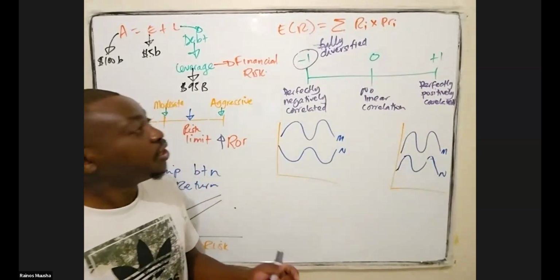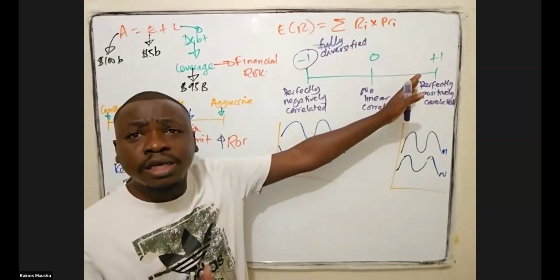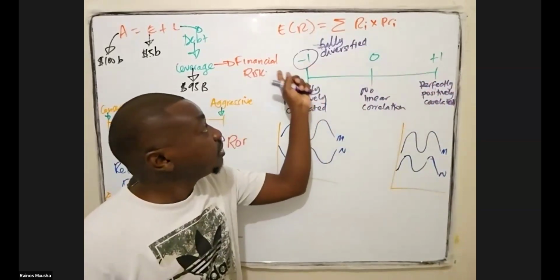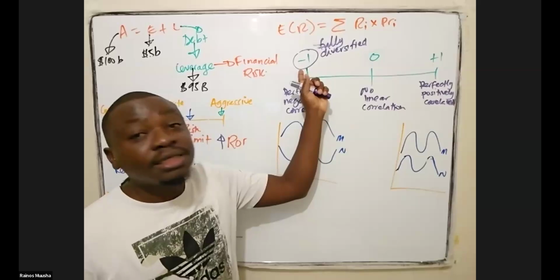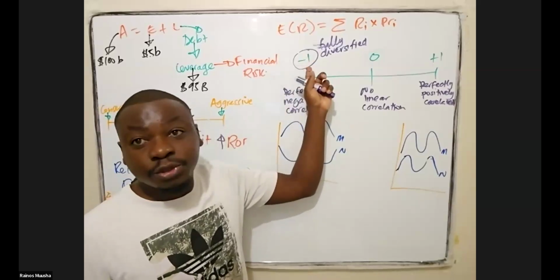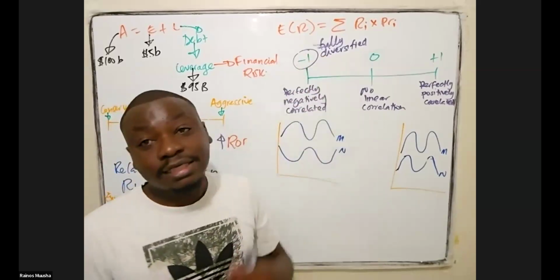So in risk management, the aim is to ensure that when you look at the relationship between two variables, the relationship should be as close to -1 as much as possible. The closer the relationship is to -1, the lower the risk you're taking because you are diversified.